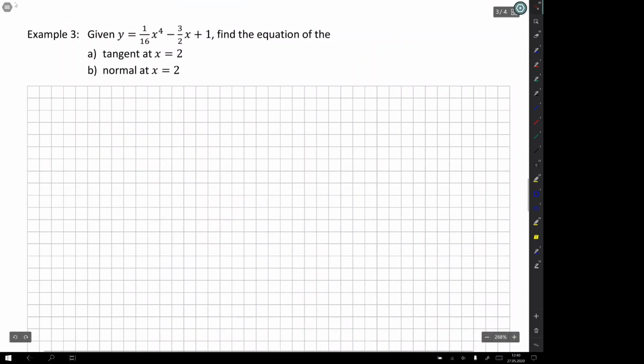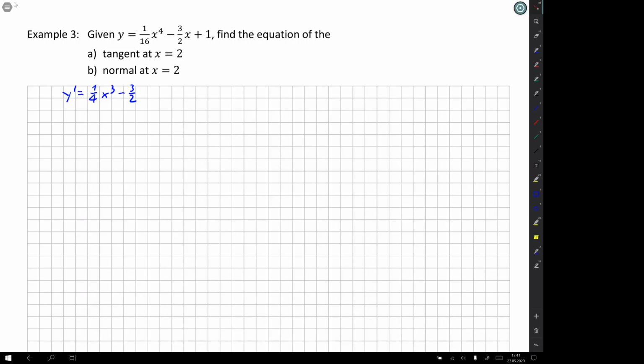Let us now solve example 3. We're given a function here, and we want to find the tangent and the normal at x equals 2. So what we will obviously need is the gradient of this function. So we have to find the derivative, y dash, which is just 1/4 times x to the power of 3 minus 3/2. The 1/4 here is just 4 divided by 16, so we have 1/16 times 4x to the power of 3.